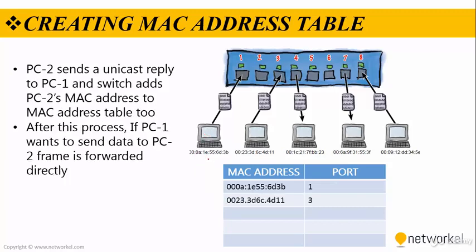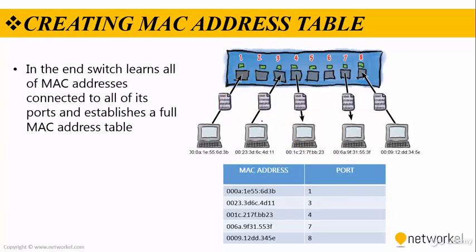In the second step, PC2 sends a unicast reply to PC1 and the switch adds PC2's MAC address to the MAC address table too. As you can see, that's the MAC address of PC2, and PC2 is connected to the third port of our switch. After this process, if PC1 wants to send data to PC2, the frame is forwarded directly in that direction.